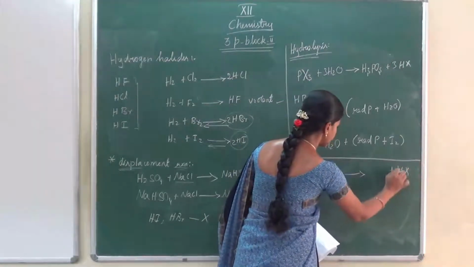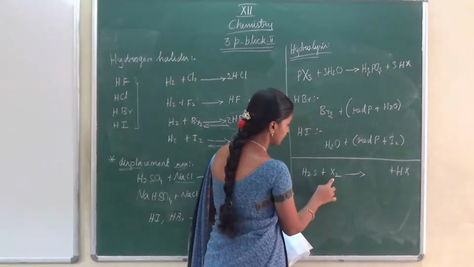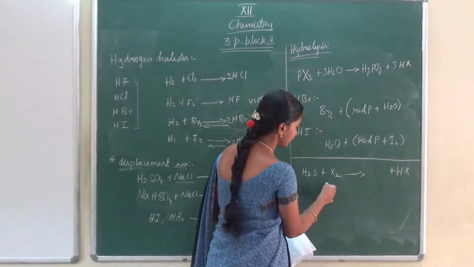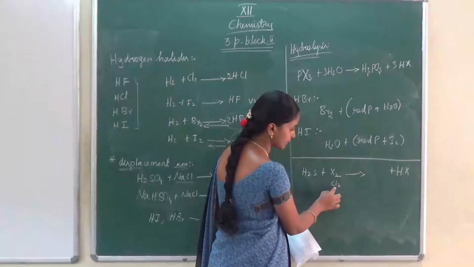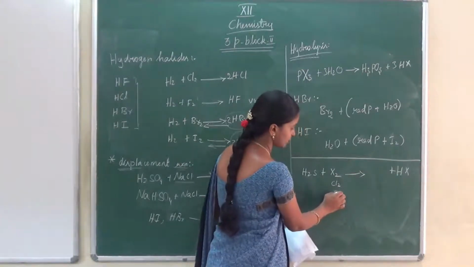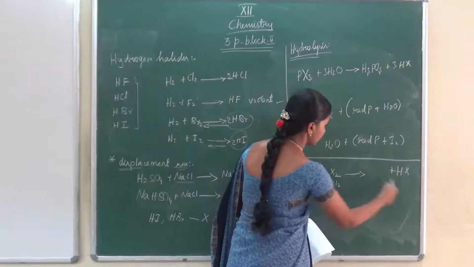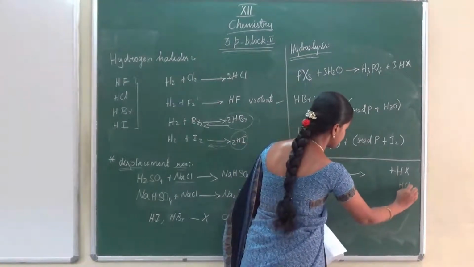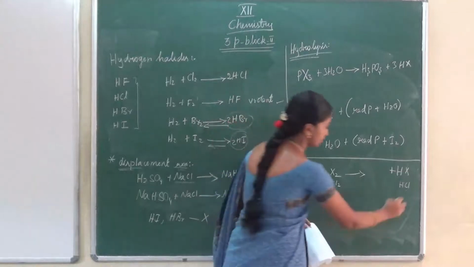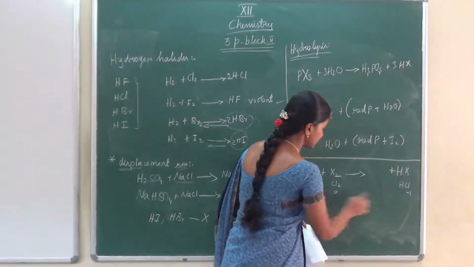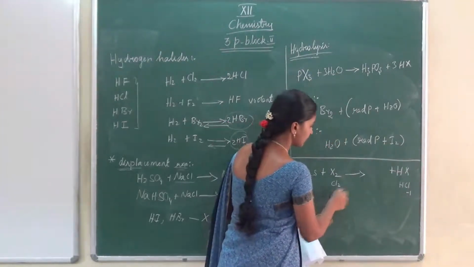You can see how it will be. Here X means halogen. Let us take chlorine, Cl2. What is the oxidation state of chlorine here? Good, 0. In the product form, what is it for chlorine? Good, -1. Now if you see the oxidation number here, it is reduced.